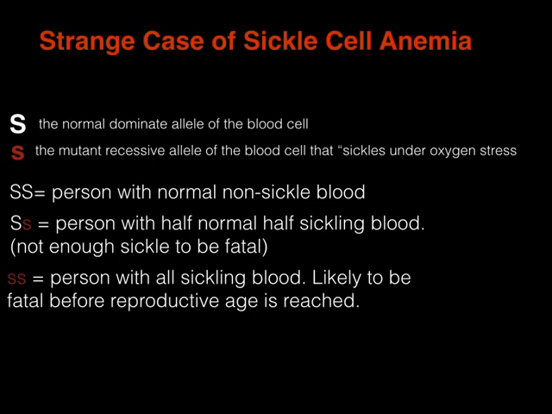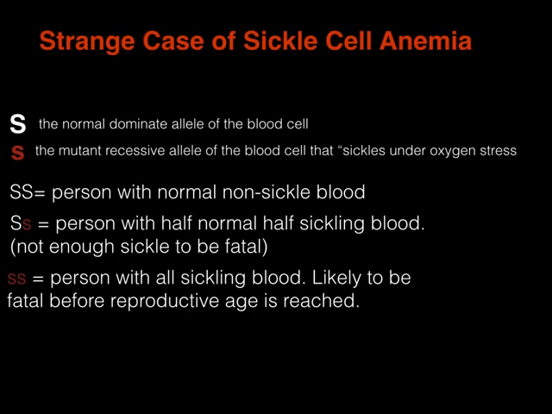The normal allele is just a normal red blood cell, nice and round and oval, that easily flows through the small capillaries and veins. The mutant recessive allele is one that sickles or collapses under stress, usually lack of oxygen, but there are other stressors. It kind of shapes into a quarter moon shape. We'll see that in a moment.